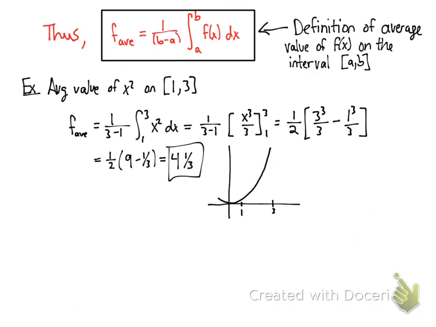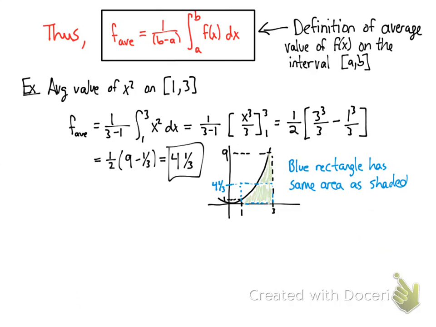What does that mean? That means if you graph the function here between 1 and 3, so the y values are 1 and 9, 4 1/3 is the height you would have to draw a rectangle whose base goes from 1 to 3, so that the area of that rectangle, the area of the blue rectangle, equals the area under the function. So that green shaded region equals the area of the blue rectangle. That's what it means. And that's how you find average values, and it's quite simple.